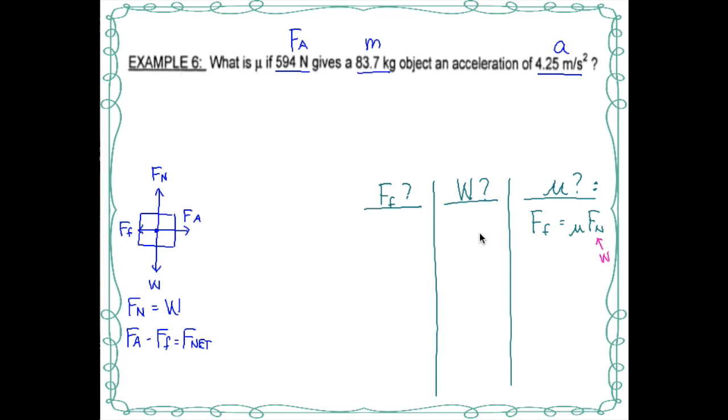How will I find weight? Well, I know mass. If I know mass, I can find weight. F equals ma, but this will be weight that I'm looking for. I know mass, and this is the pull of gravity, the acceleration due to gravity, 9.8. So that'll be good when I get here.